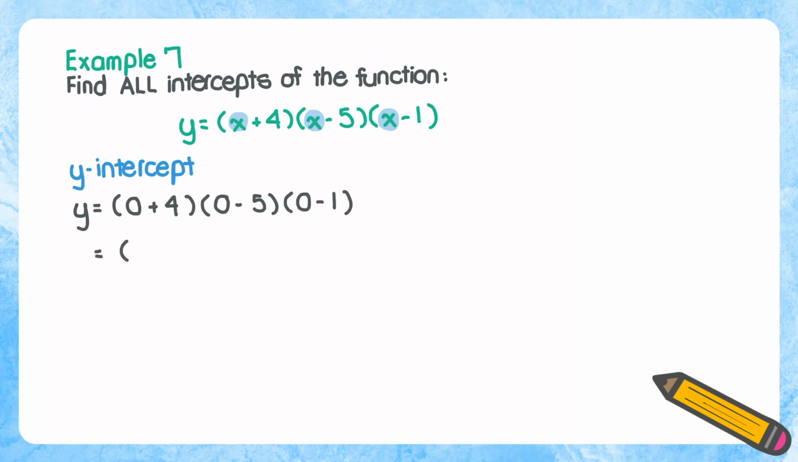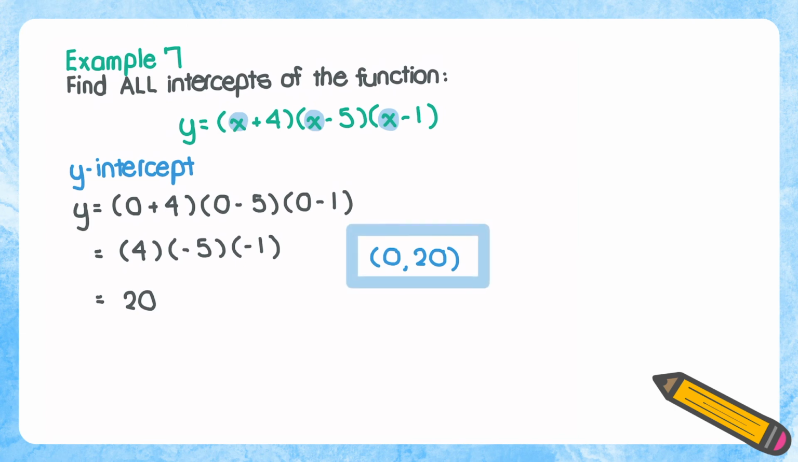And then let's simplify what's inside the parentheses for each part. So 0 plus 4 is 4. 0 minus 5 is negative 5. And 0 minus 1 is negative 1. We multiply this. 4 times negative 5 times negative 1 equals positive 20. Our y-intercept for this function is at 0, 20. So even though it looks a little bit different, still the same idea of setting x equal to 0.